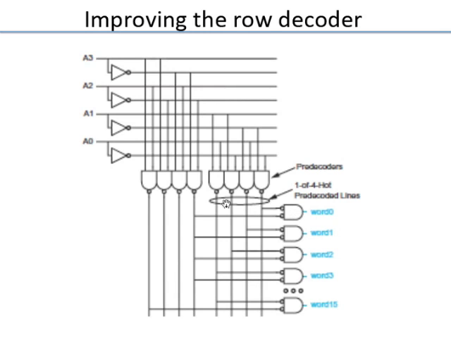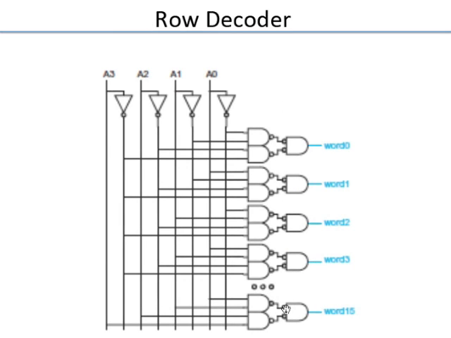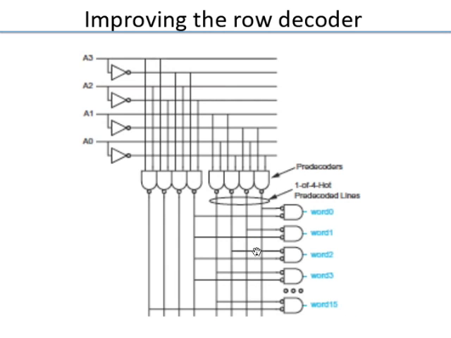But here what they have done is they have taken these, they've done some sharing. Instead of having so many NAND gates here, 32 NAND gates here, all of them are pulled out and they are shared in some sense. So this is called pre-decoding. What you do is you take your address, you break it up into 2 groups. Each group has 2 bits. So this becomes a 2 to 4 decoder. This becomes a 2 to 4 decoder.